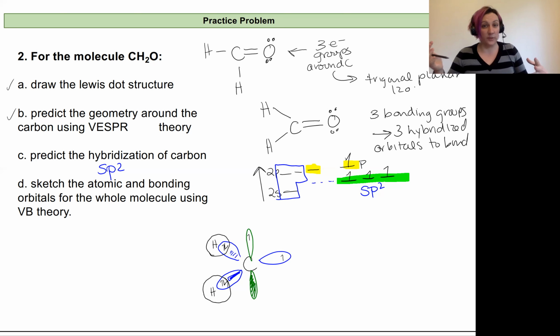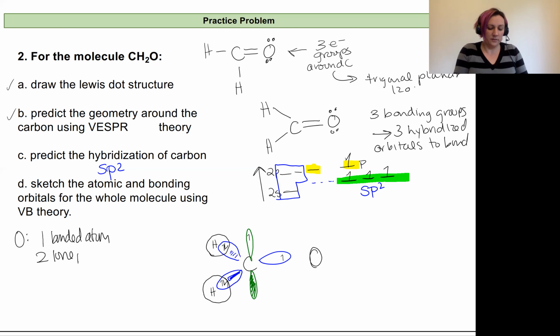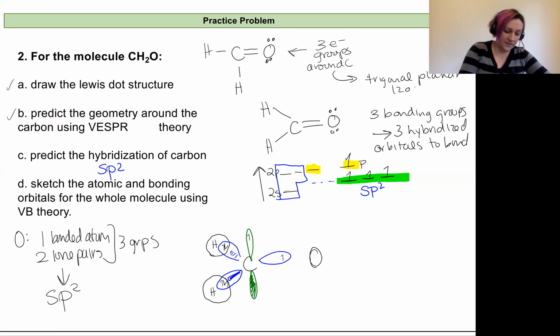All right, next it needs to bond to an oxygen. So that'll come in next. So here's my oxygen. And my oxygen atom is in my second row as well. So it has only s and p orbitals to work with. And it's only going to bond to one thing, but my oxygen is then going to have 2 lone pairs. So that oxygen has 1 bonded atom and 2 lone pairs, which is 3 groups. So this tells me it's going to, just like carbon, be sp2 hybridized.